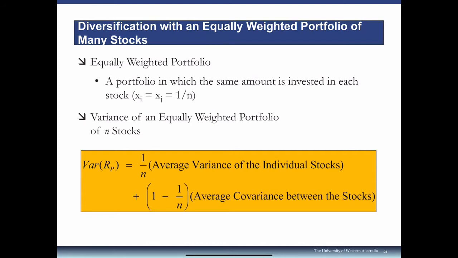So the variance of RP, the variance of the portfolio, if you have n stocks, becomes 1 over n times the average variance of the individual stocks, plus 1 minus 1 over n times the average covariance between the stocks. And when n gets really, really big, what happens to 1 over n? When you're holding an equally weighted portfolio of, say, 1,000 stocks or 500 stocks, 1 over n becomes really small. When n becomes infinitely big, 1 over n approaches 0. So the variance of RP approaches 1 minus 0, meaning 1 minus 1 over n approaches 1, which means the variance of the portfolio approaches the average covariance between the stocks.